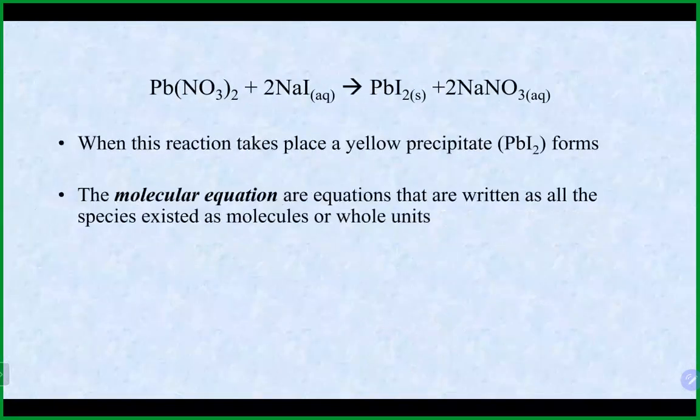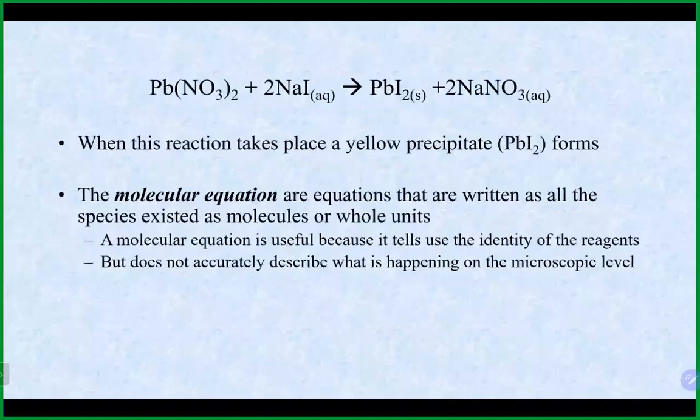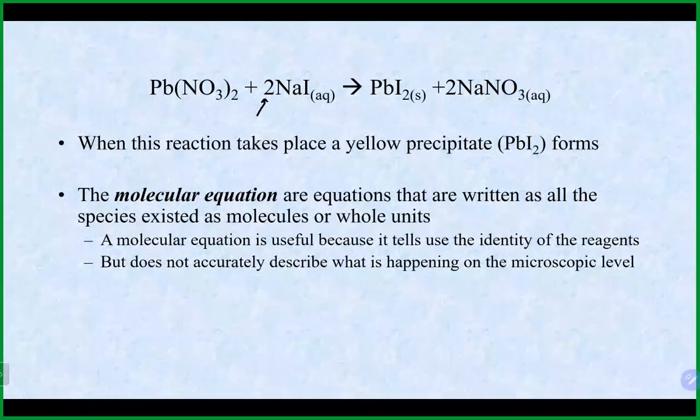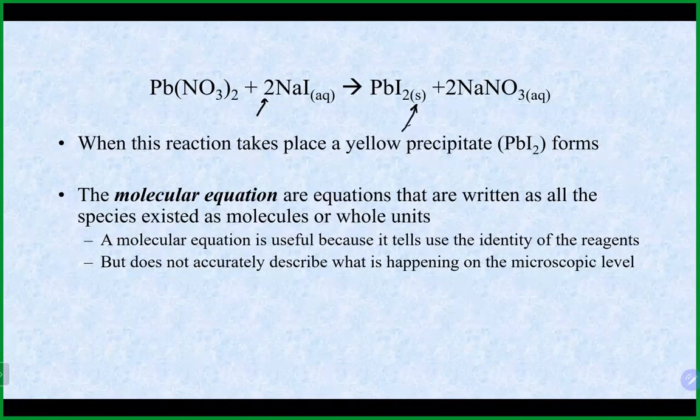If we take a look at this equation here, we have lead(II) nitrate. I don't know if that II made it onto your notes or not, so make sure it's there in your equation. Plus some sodium iodide will make some lead(II) iodide and sodium nitrate. This is a precipitation reaction because you will get a yellow precipitate that is formed. It is also a double displacement reaction.